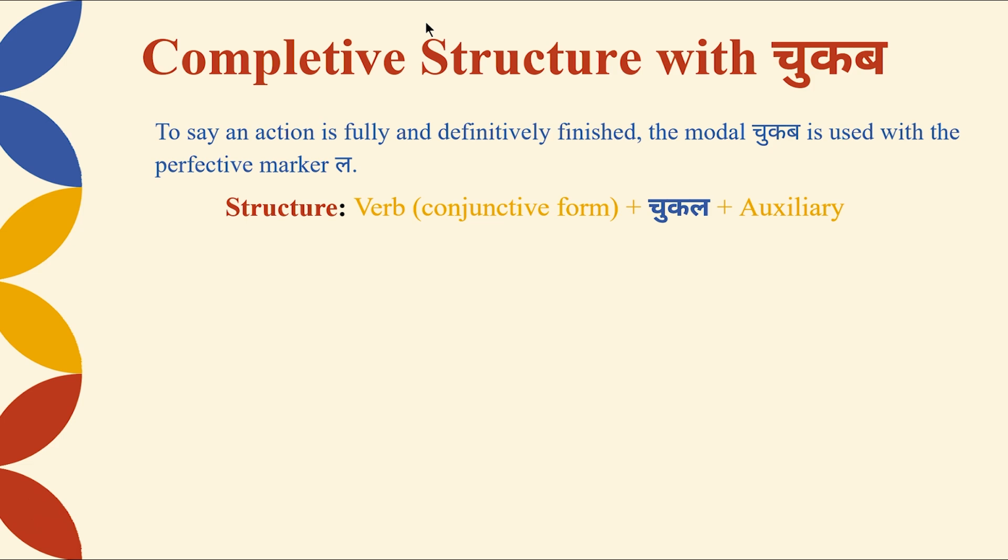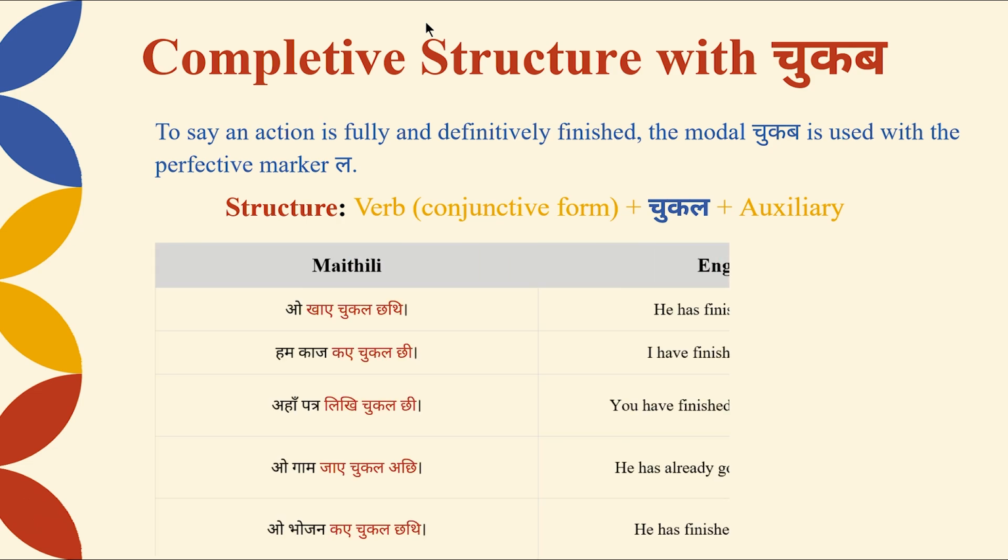So let's see how the structure will look. It will be verb conjunctive form plus chukal plus auxiliary. So in Maithili we'll have something like O kha chukal chati, so he has finished eating. Earlier we had something like O khaile chati, he has eaten. But when we have to say he has finished eating, we will say O kha chukal chati.